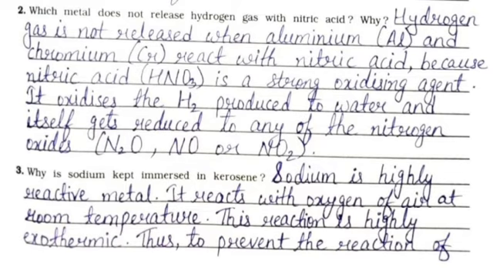Second one, which metal does not release hydrogen gas with nitric acid? Why? Hydrogen gas is not released when aluminum and chromium react with nitric acid because nitric acid is a strong oxidizing agent. It oxidizes the H2 produced to water and itself gets reduced to any of the nitrogen oxides.